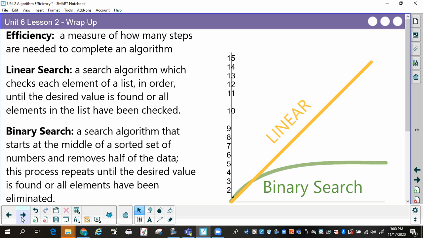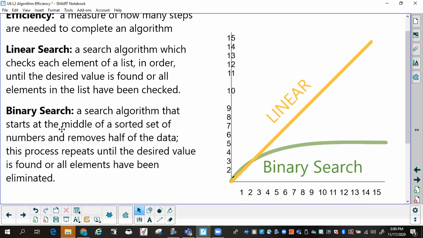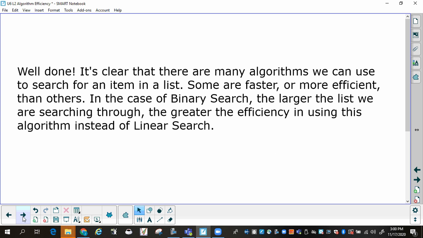It starts in the middle and removes all of the data, either to the left or to the right. So it's going to remove half of it. This process repeats until the desired value is found or all the elements have been eliminated. Binary search is faster than linear search, but it can only be done on a sorted list. Well, I shouldn't say it can only be done. It only works properly all the time on a sorted list.